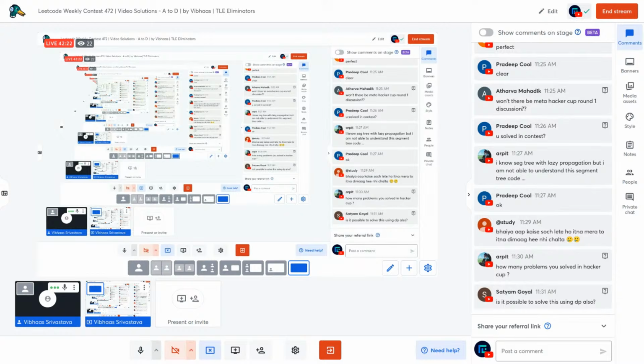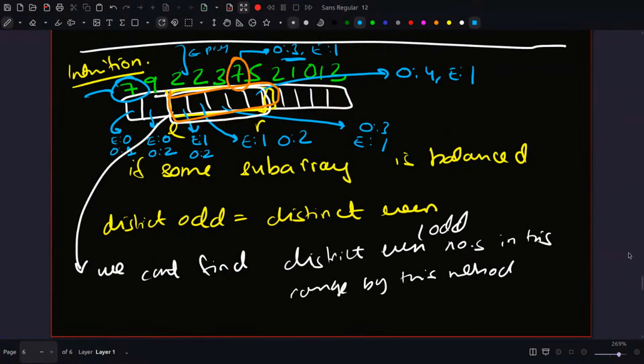Is it possible to solve this using DP? I don't think so, I'm not sure. I can't see a way to solve this with DP. I don't see a way to do it without some kind of range query data structure, but there might be some method. I'm not fully sure.